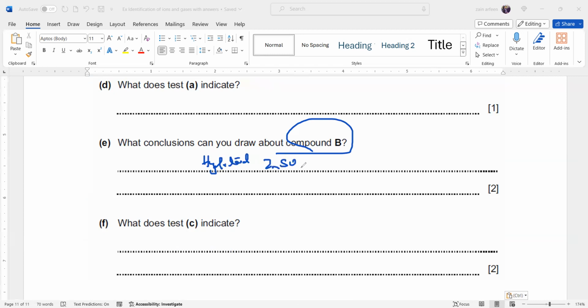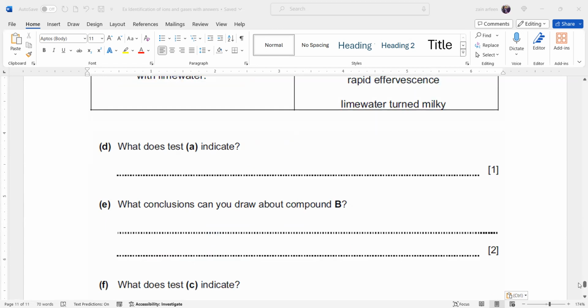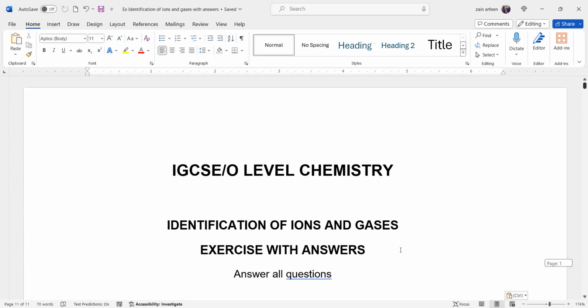zinc sulfate. And test C indicates it contains carbonate ion, which gives off carbon dioxide when reacted with acid. Because acid plus carbonate gives carbon dioxide, salt, and water. So test C indicates that the compound contains a carbonate ion, which gives off carbon dioxide when reacted with acid. Is it clear? These are questions from identification of the ions.